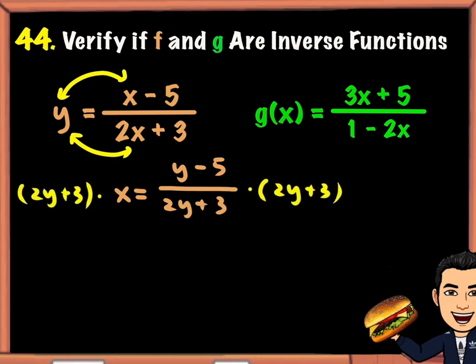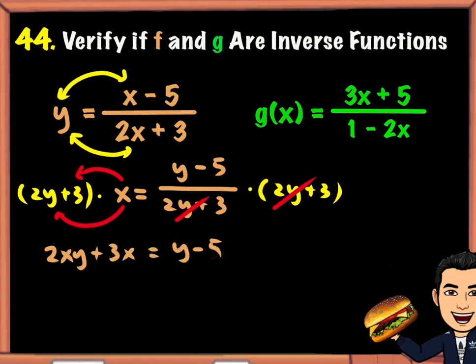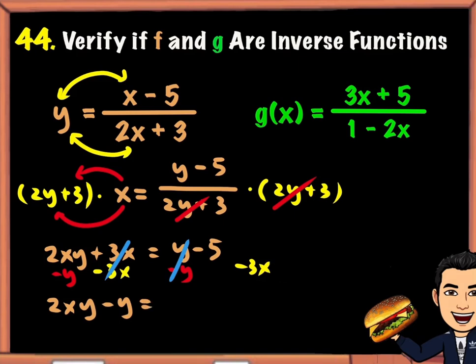I'm going to multiply by 2y plus 3 on both sides. So it cancels out, distribute the x. So 2xy plus 3x is equal to y minus 5. Subtract 3x on both sides and subtract y on both sides. So these are canceled, and I have 2xy minus y equals negative 3x minus 5. Factor out the y, so I have y times 2x minus 1 equals negative 3x minus 5.